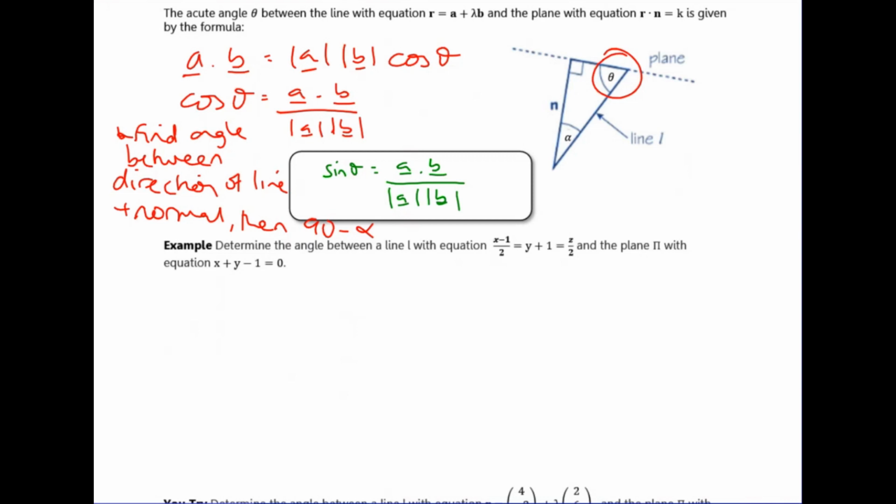So this formula is only for finding the angle between a line and a plane. What I prefer to do is just use the dot product formula and then take my answer away from 90, but it's up to you what makes more sense.